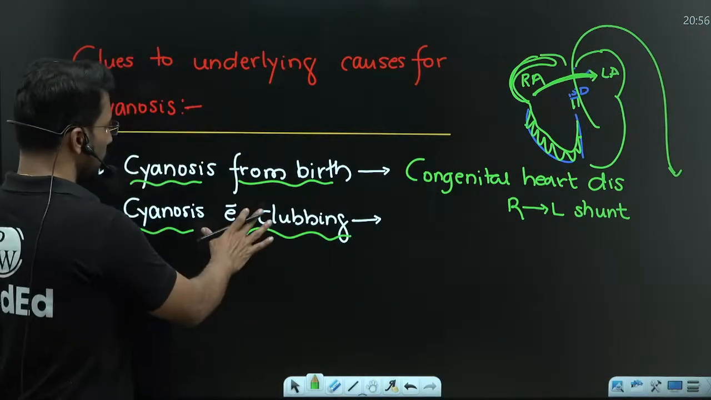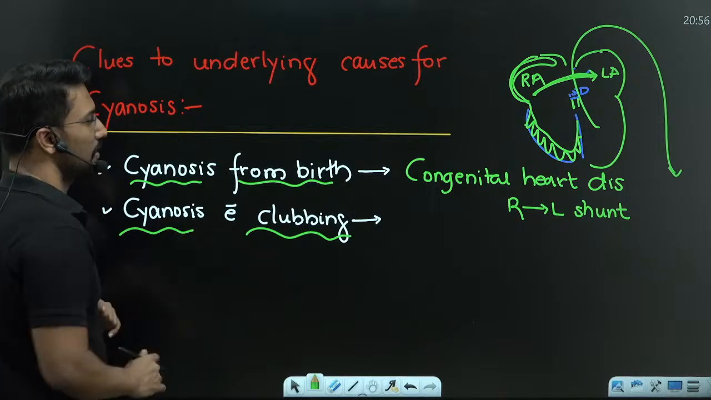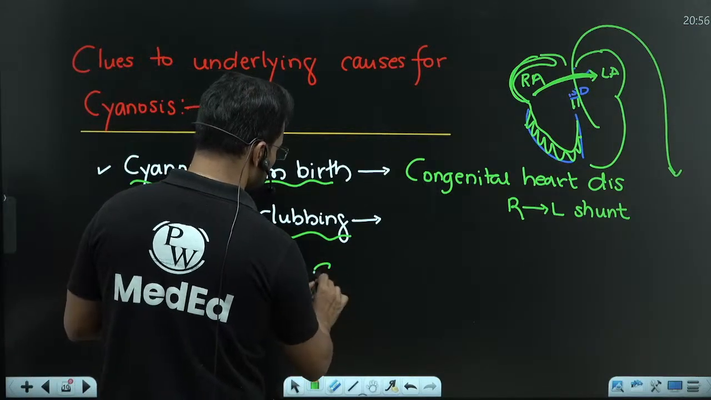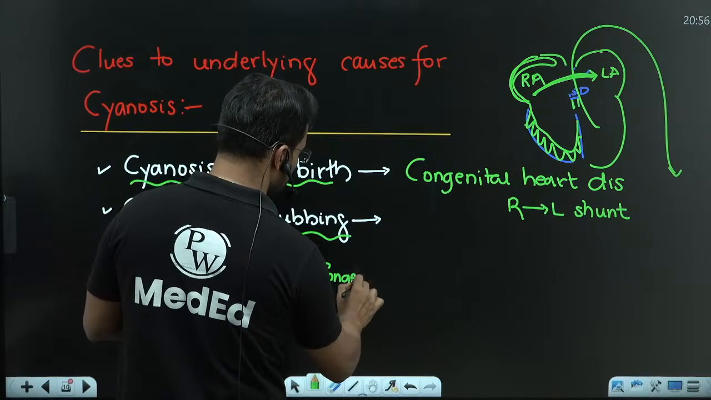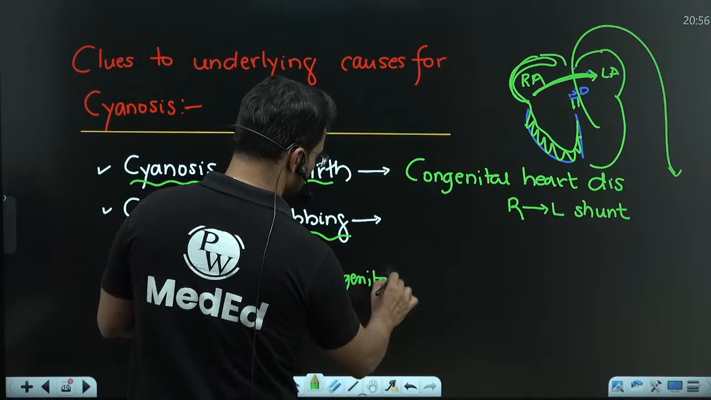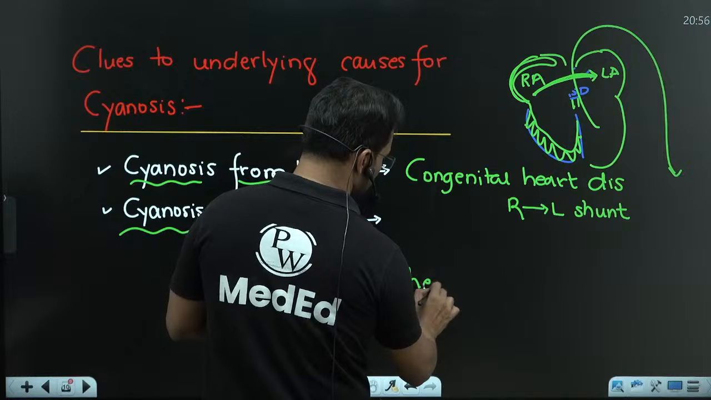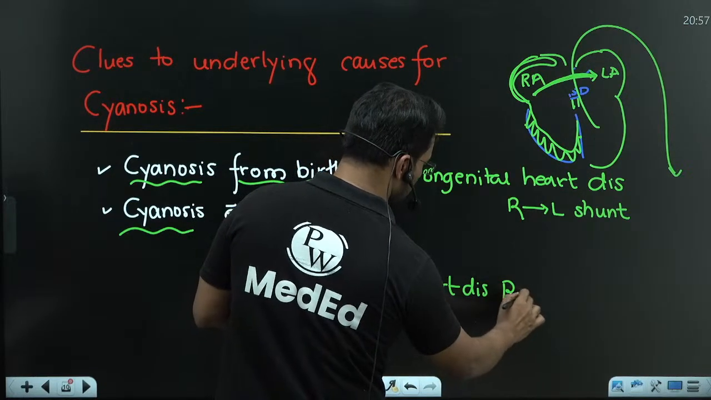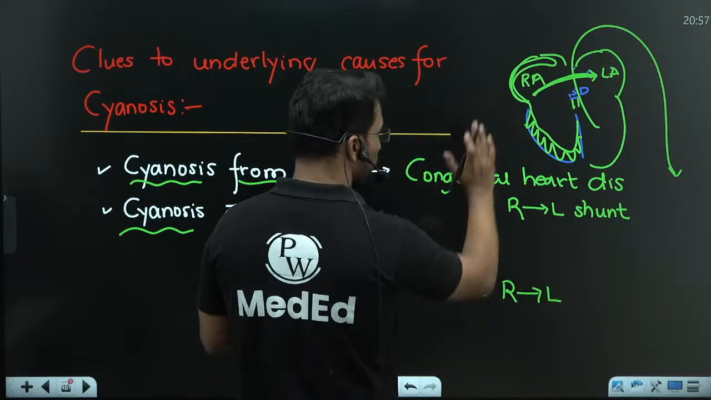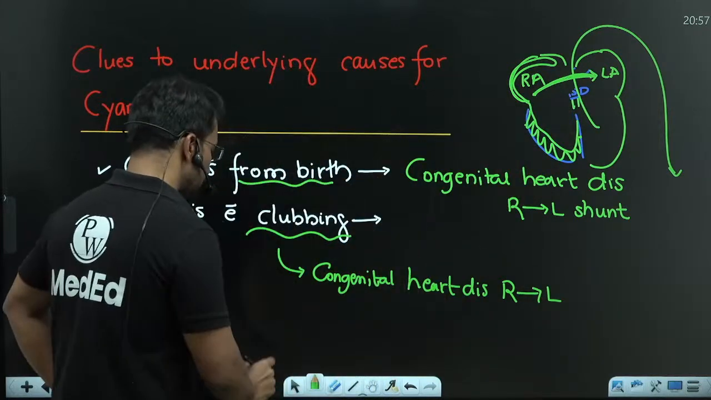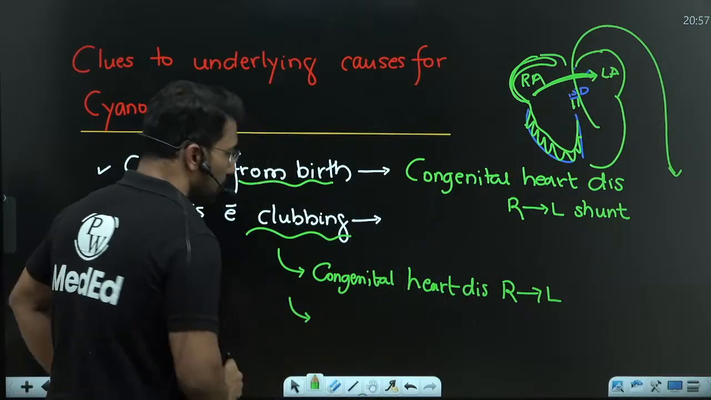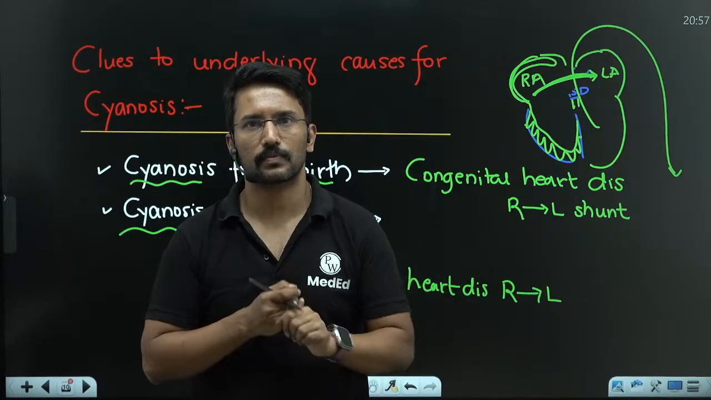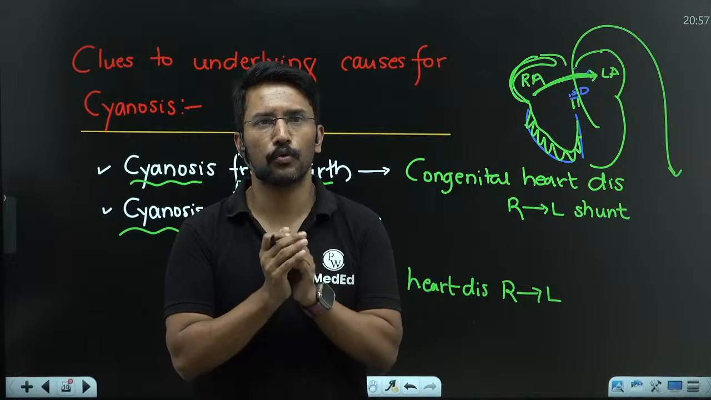Okay. Now, in what conditions do we get cyanosis and clubbing? If you have a patient with cyanosis and clubbing, you can think of only two disorders. The first one is congenital heart disease with right to left shunt, where blood is moving from the right side of the heart to the left side. And the second one is suppurative pleuropulmonary diseases.